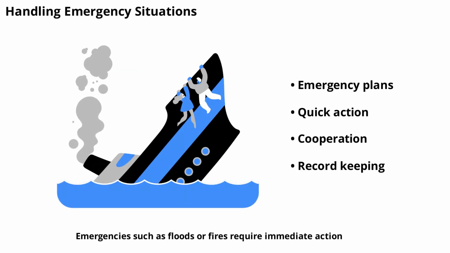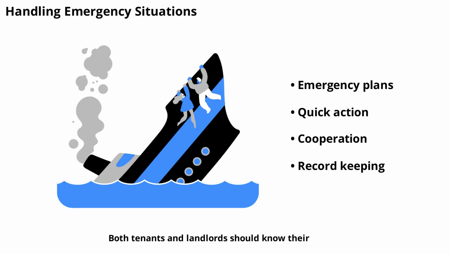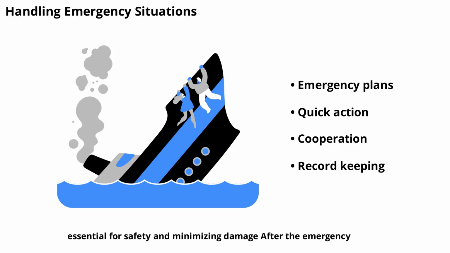Emergencies, such as floods or fires, require immediate action. Both tenants and landlords should know their responsibilities and have a plan in place. Quick communication and cooperation are essential for safety and minimizing damage. After the emergency, disputes may arise over repairs or insurance, so keep thorough records.